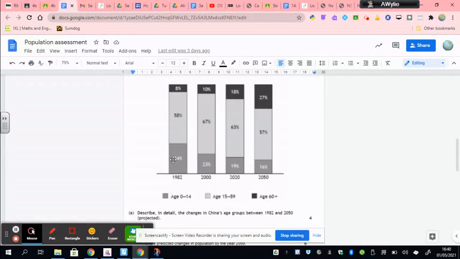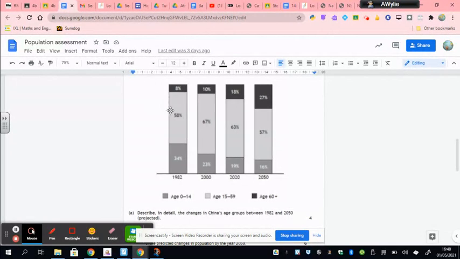What you then might have done is said in the opposite age group, the young, the 0 to 14, they had 34% in 1982. This has dropped to 16% in 2050, which is a drop of 18%. Now, for the final age group, 15 to 59, in 1982 they had 58%. This increased to 67% in 2000, which is an increase of 9%, but then has fallen since, and by 2050 will be down to 57%, which overall will have been a drop of 1%.